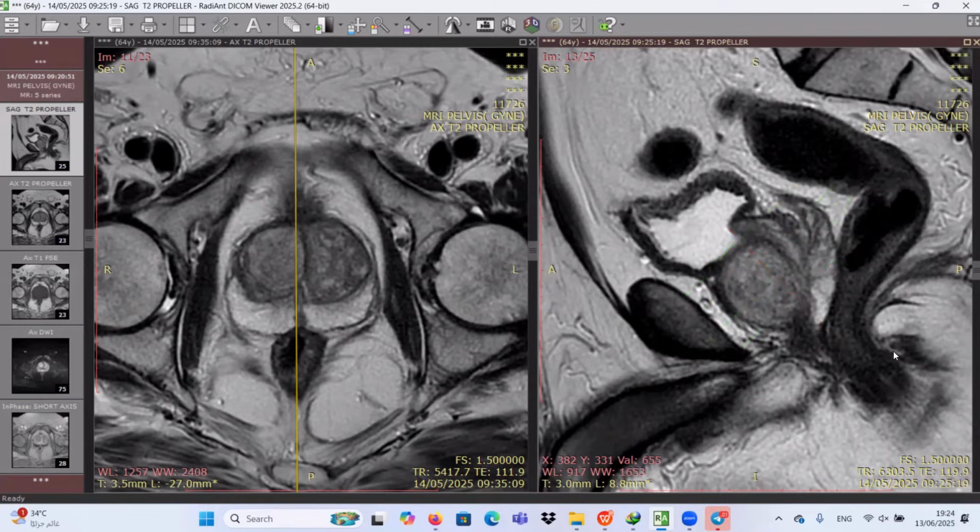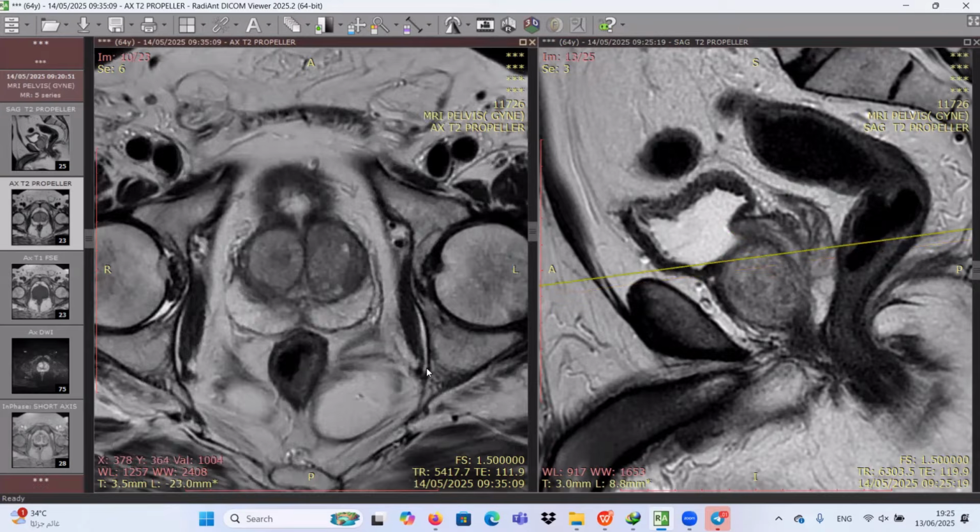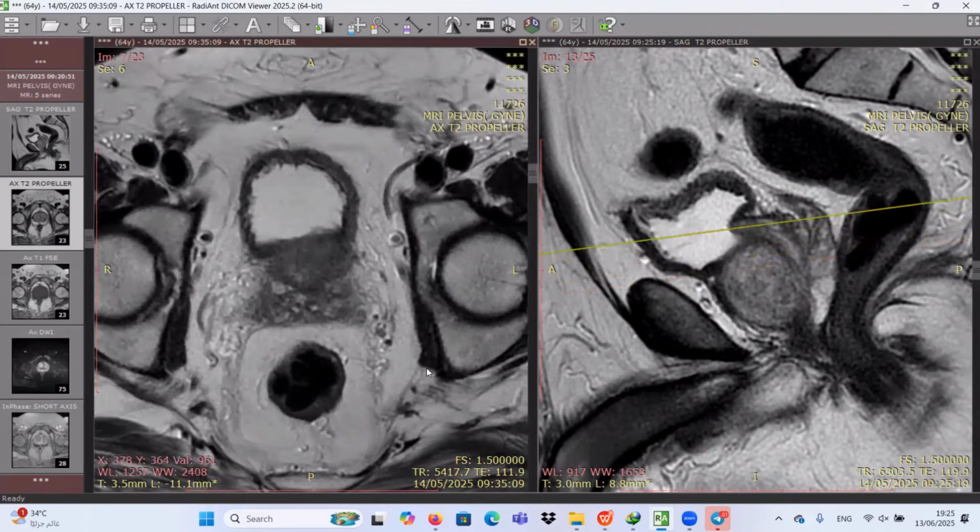So let's review our anatomy now. We are using here the axial T2 of the pelvis, not the axial T2 oblique of the prostate. So we have here the central zone. We started with the central zone of the prostate. Here, this is the central zone of the prostate. And as we said before, we have CZ on the right side and CZ on the left side.